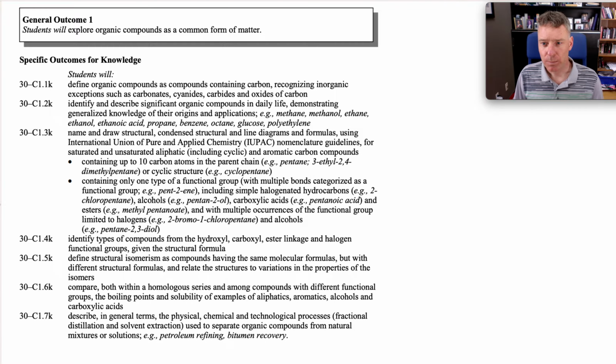So I've split up the questions from the order that they were in the 2019 and 2017 items. The first general outcome is all of the drawing, naming, and some of the properties. And then we'll take a look at the more reaction-focused released items second.